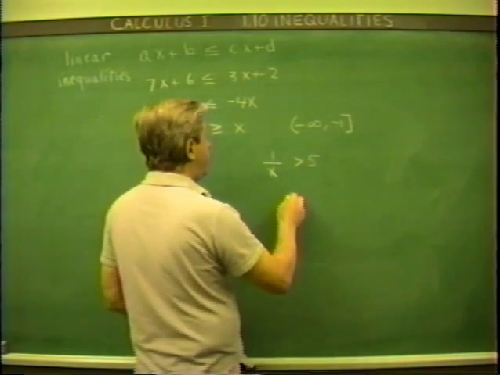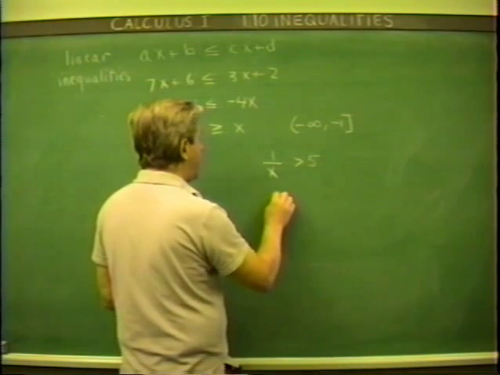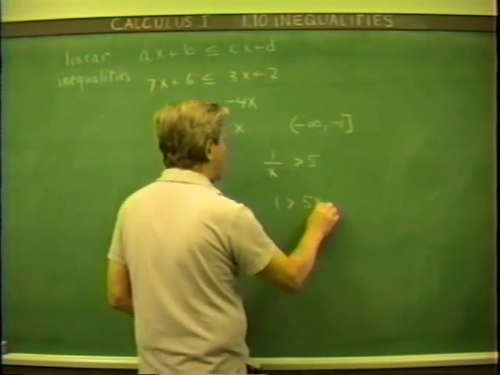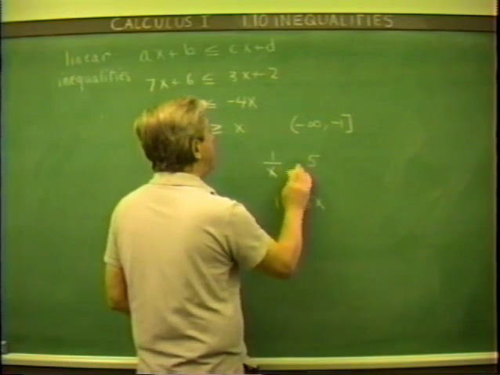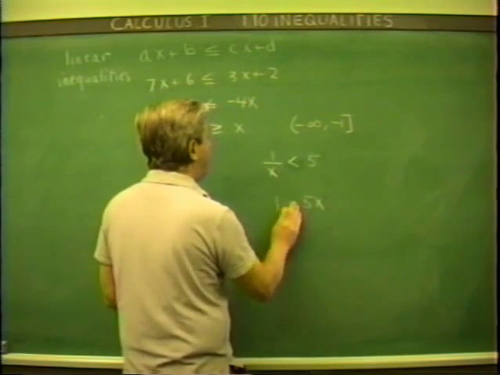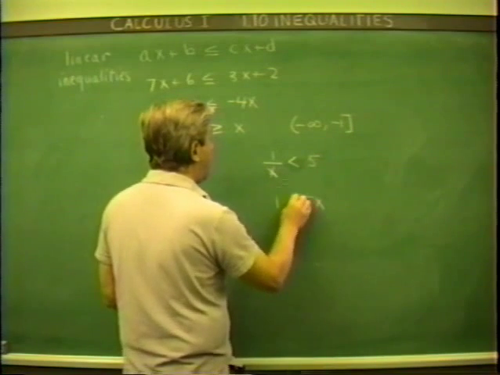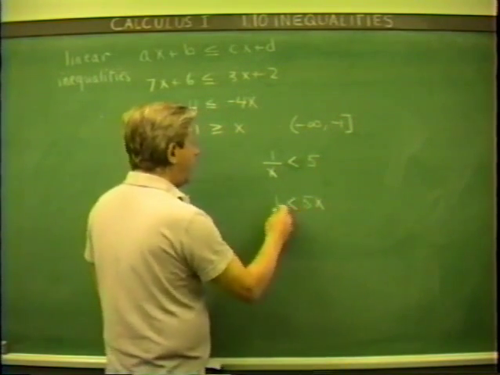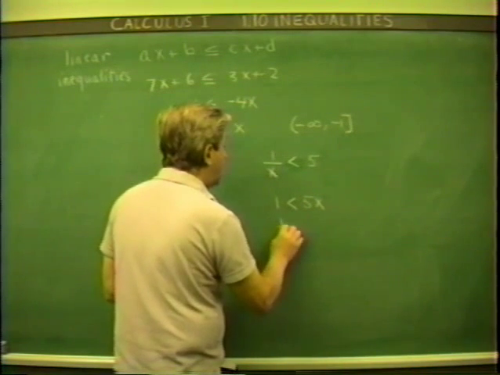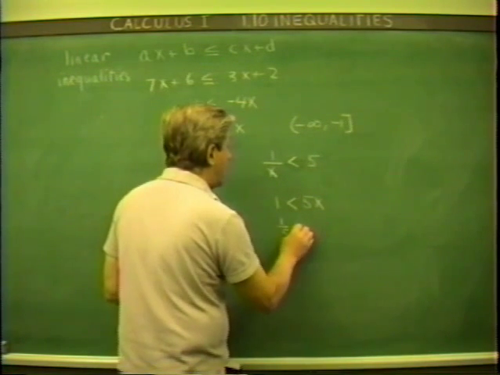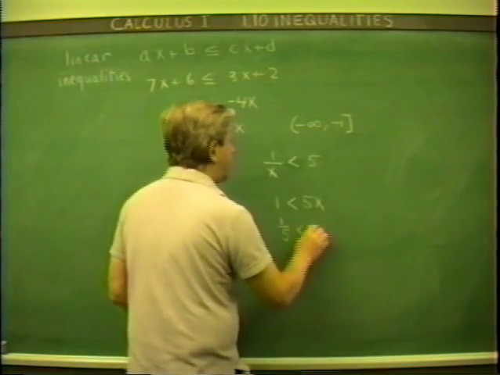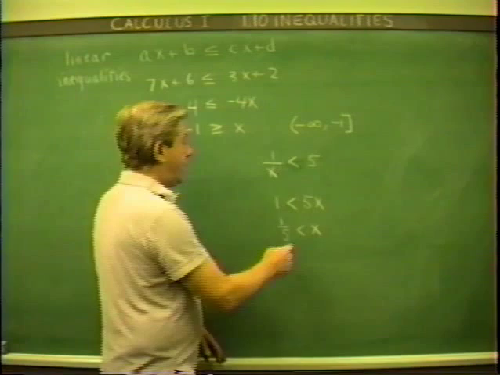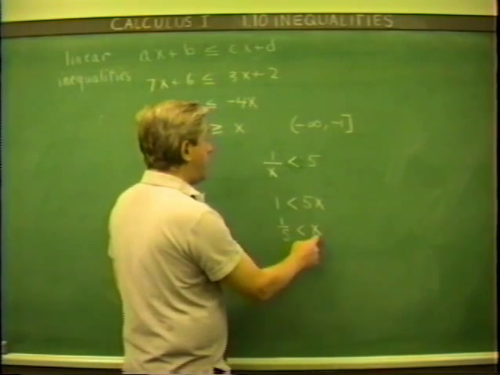Is larger than 5. Right? Well, the thing that you're tempted to do with this is to multiply both sides by x and get what is larger than 5x. Let me change this to 1 over x is less than 5. And then again, it's tempting to multiply by x and get what is less than 5x, and then divide both sides by 5 and get x is larger than a fifth, or 1/5 is less than x.